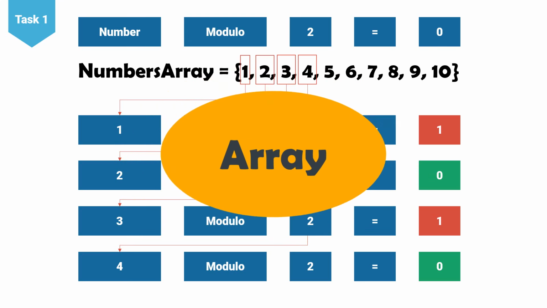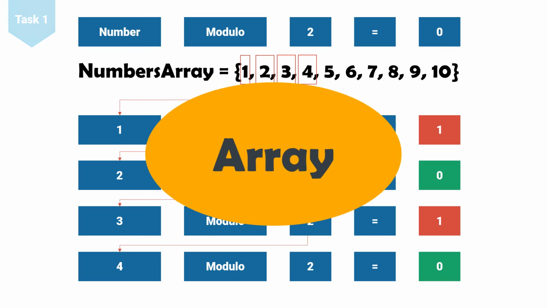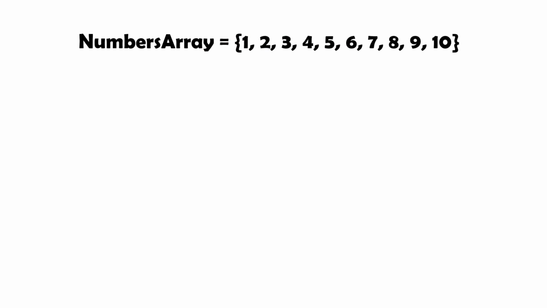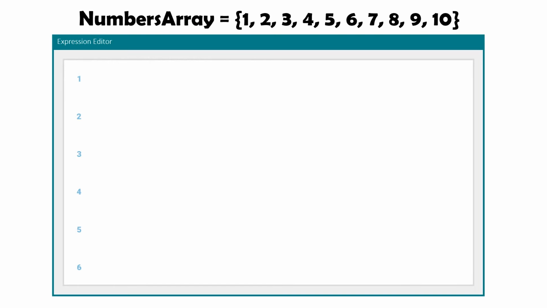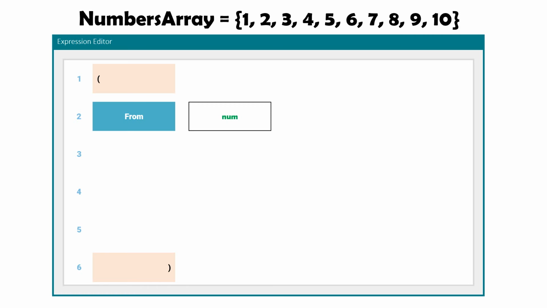We want the output as an array. I will fill in the different parts step by step. As already mentioned, we put a bracket at the beginning and a bracket at the end. Then we write the first statement, from. We want to check every number in this array, so we create a variable for each number. I call it num. This variable gets the contents of the array, so I write in and then the name of the array. It is numbers array. So the first statement is ready.